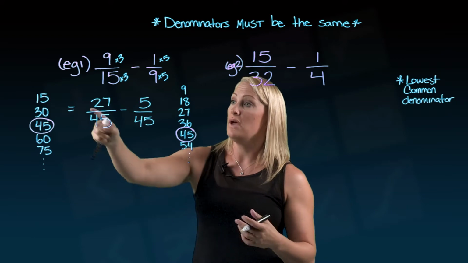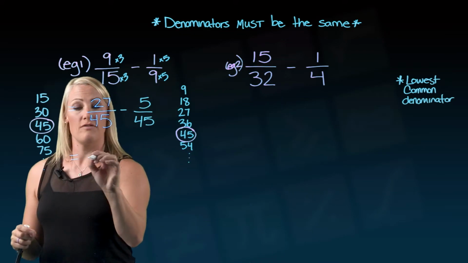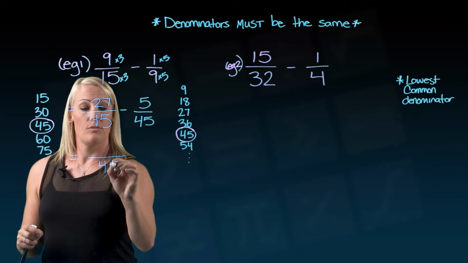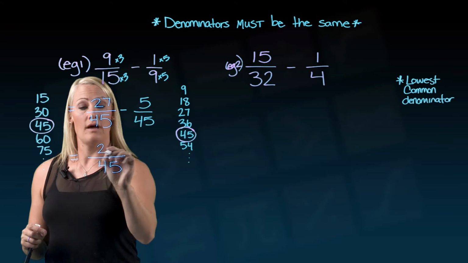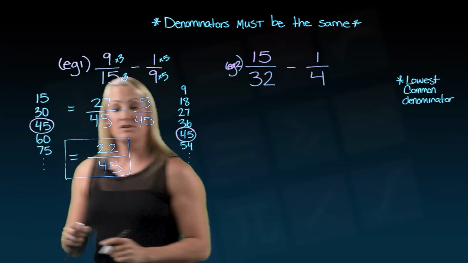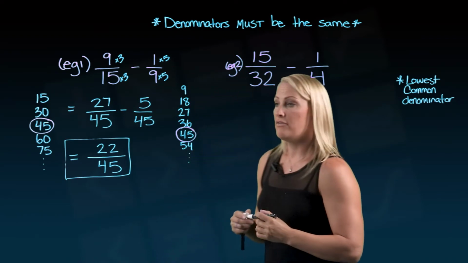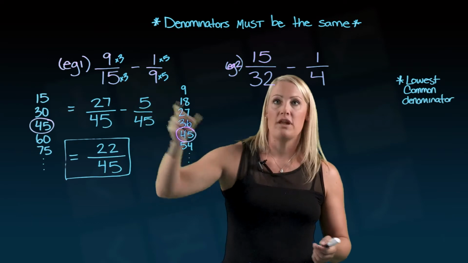And now that we do, we can subtract. Not the bottom numbers; the bottom number will stay a 45. But those top numbers, 27 subtract 5, I'm going to do that, and I get an answer of 22 over 45. So that's our final answer. And we were able to do it because we made those denominators common.